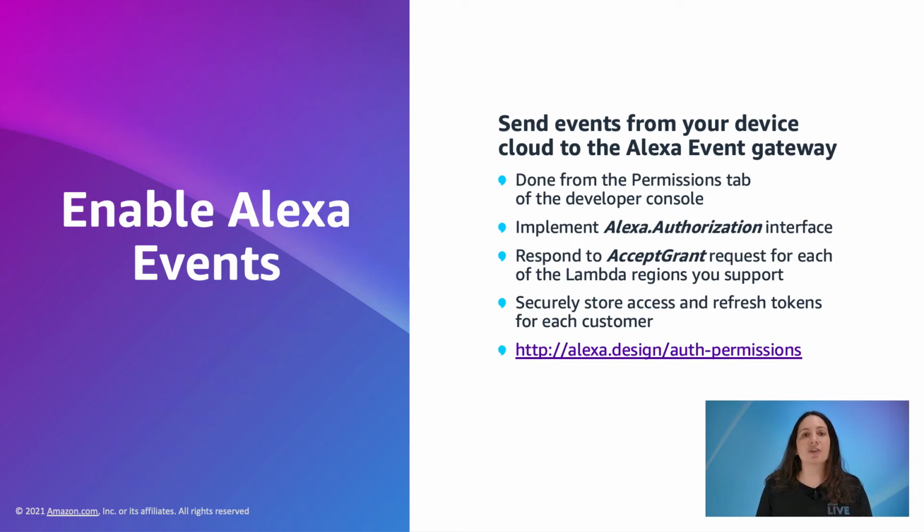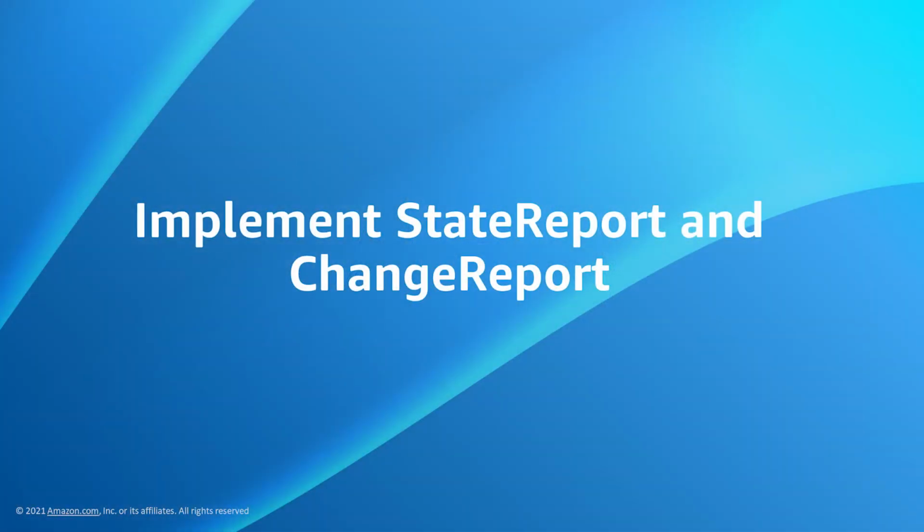So what happens for all your current customers that have already enabled the skill? There is a backfilling process. Alexa will send you an accept grant directive for each and every customer that has previously enabled your skill. You must handle the accept grant messages and go through the authentication process. You can request support at any point using our contact us form on developer.amazon.com. Great, we just enabled events. We got our authentication tokens for our customers. Now, we're ready to implement both state report and change report.